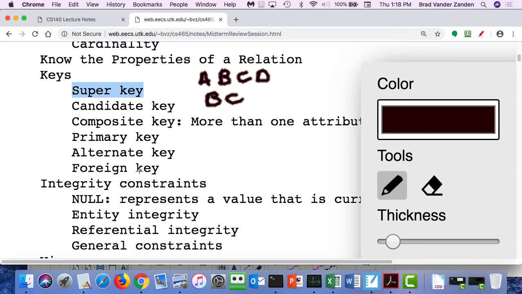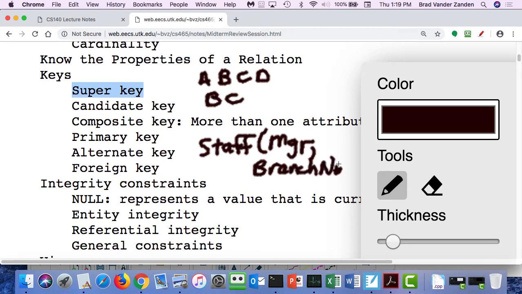So for example, in the staff relation, there was a manager. That was a foreign key. There was also a branch number. That was another foreign key. Okay, so these are essentially keys pointing into another relation that allow us to perform joins, connect relations together.